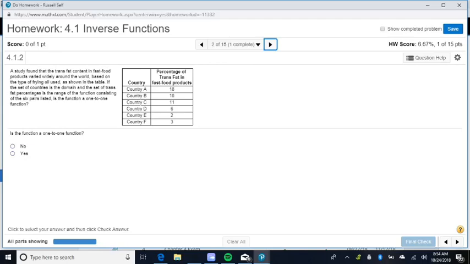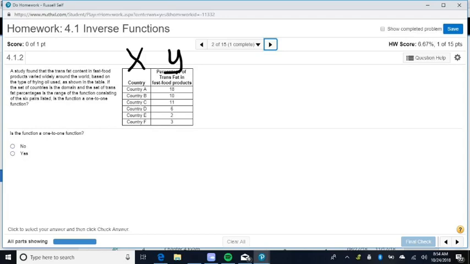So here, a study found the trans fat content in fast food products varied widely. Here's our thing. So what we want to do is, first of all, remember that this side is our x's, this side's our y's, and what we have to have is no repetition on either side. So first of all, we'll check our x's to see if it's a function. A to 18, B, C, D, E, F, right? And each one of those leads to, they're all different, so they have to lead to one y value.